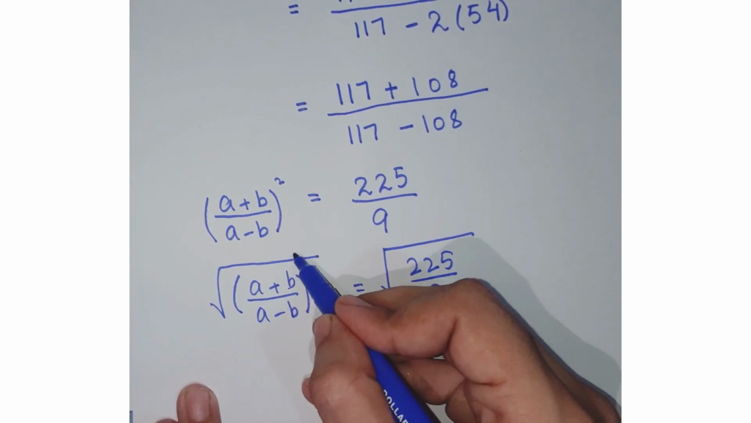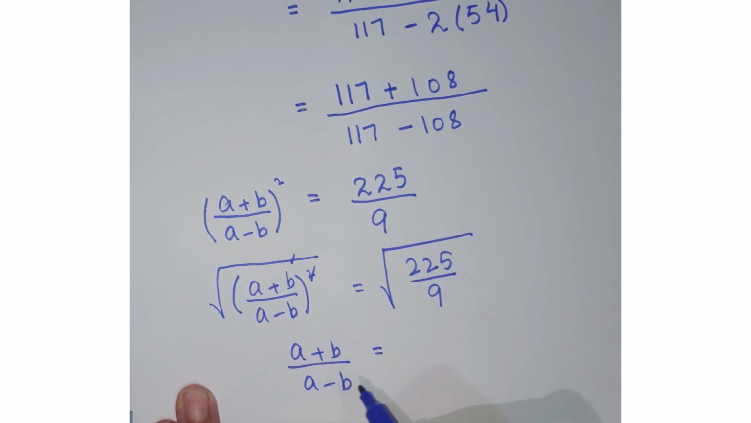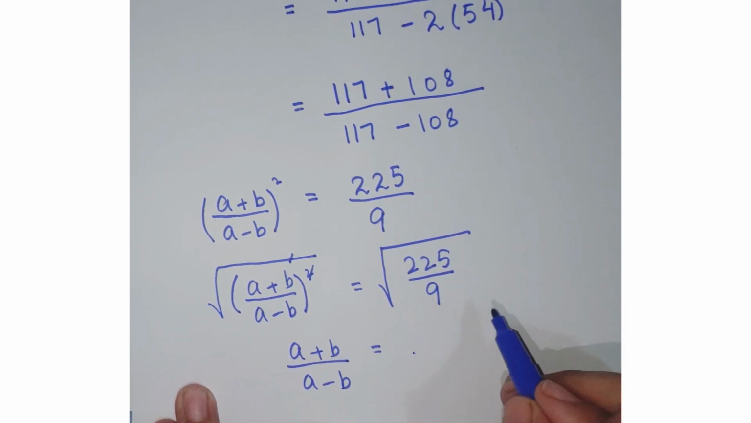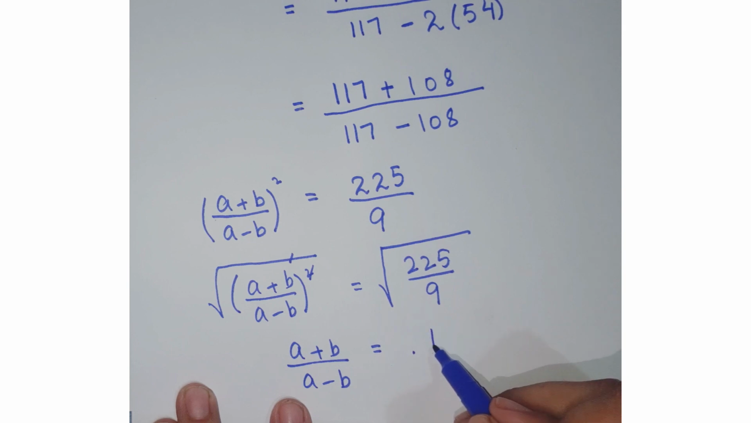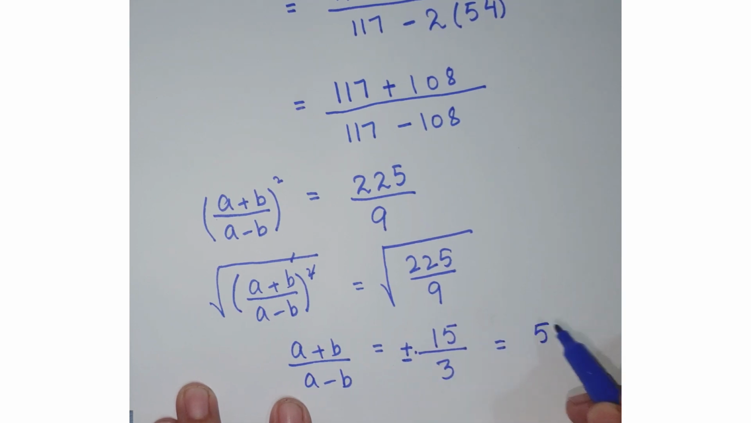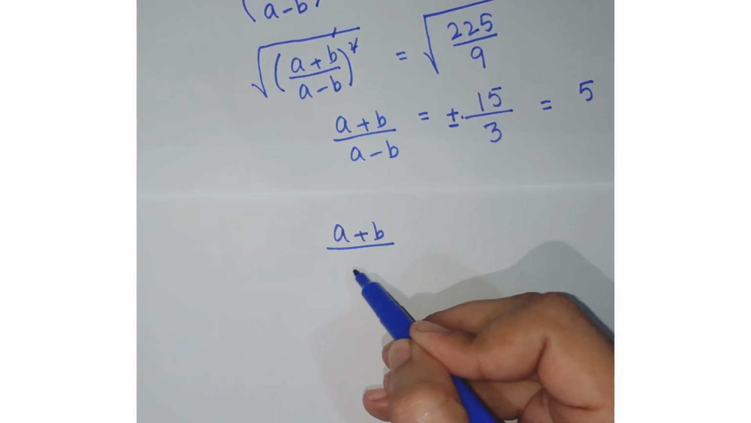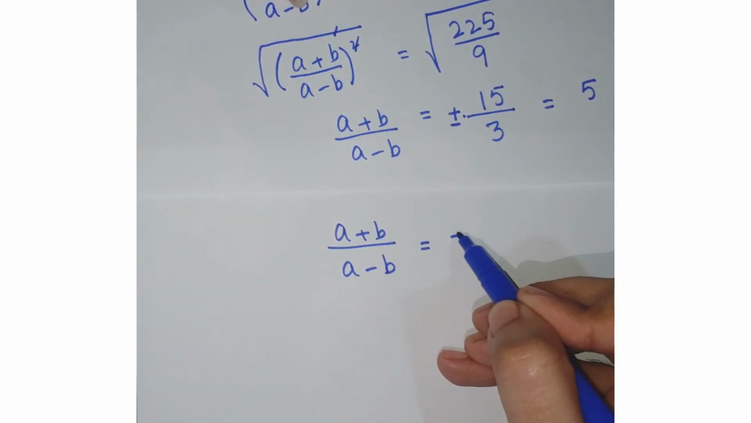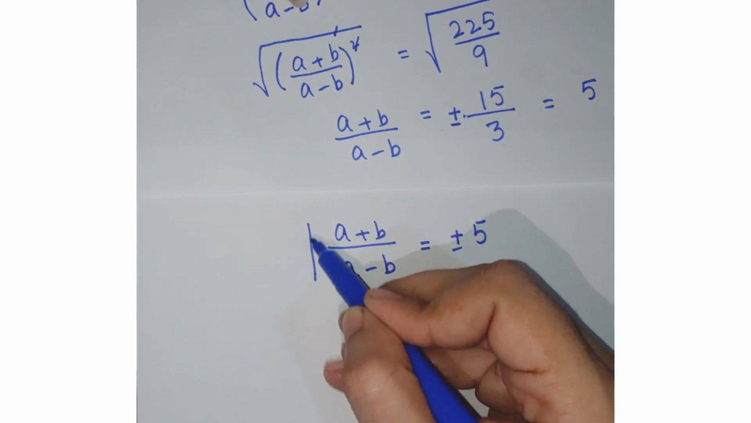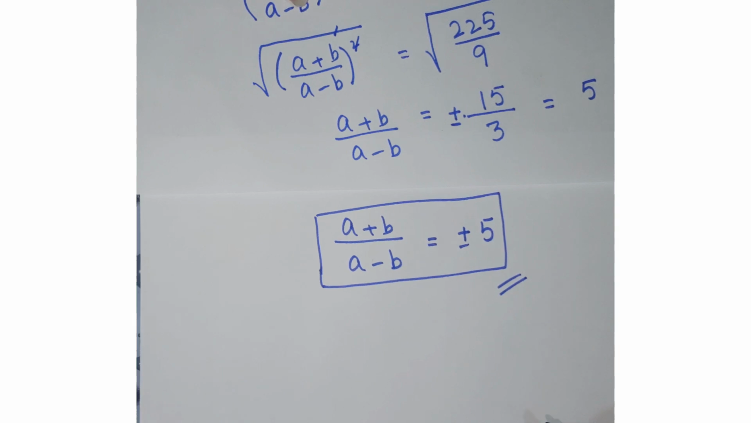So this square is cancelled. You get a plus b upon a minus b is equal to, this 225 is a perfect square of 15, and here you will get 3. You will get plus minus 3, and further after simplifying you will get here 5. So you can write a plus b upon a minus b is equal to plus minus 5, and this is our required answer.